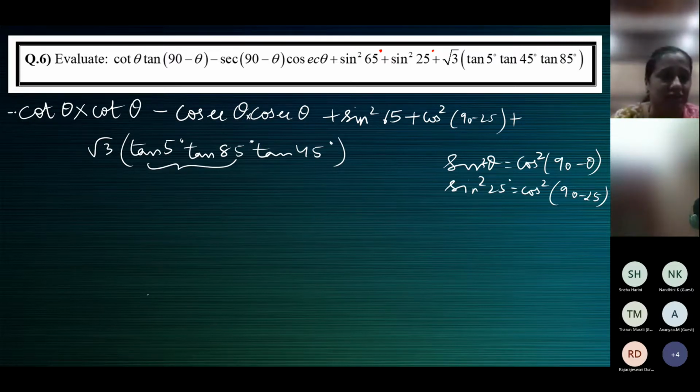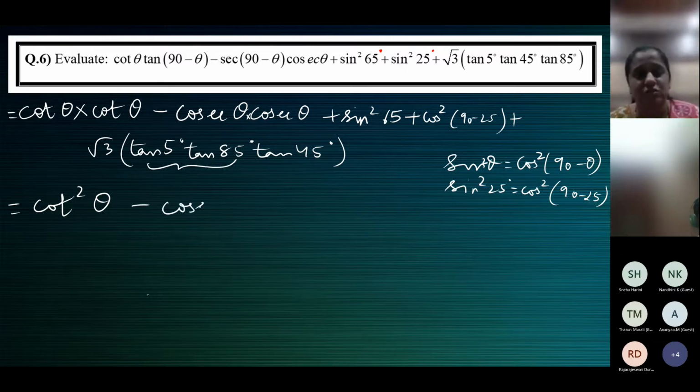So we are done analyzing now. Now next step, cot theta into cot theta is cot square theta, minus cosecant theta into cosecant theta is cosecant square theta, plus sine square 65 as it is, plus what is 90 minus 25? 65. So cos square 65.